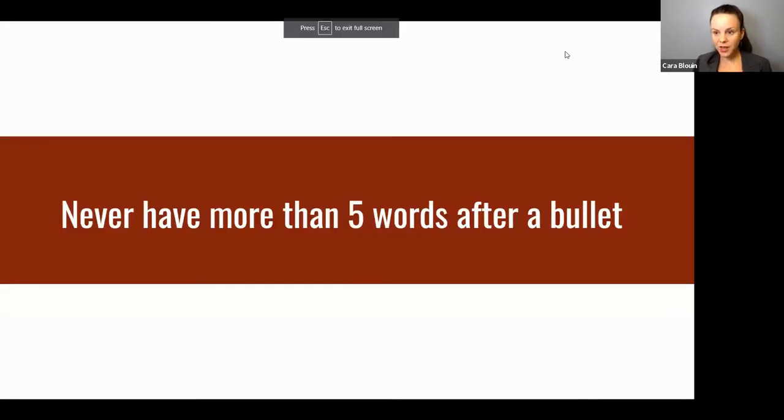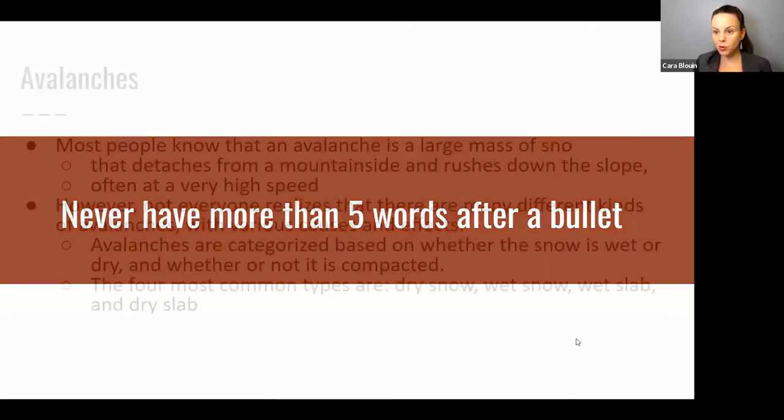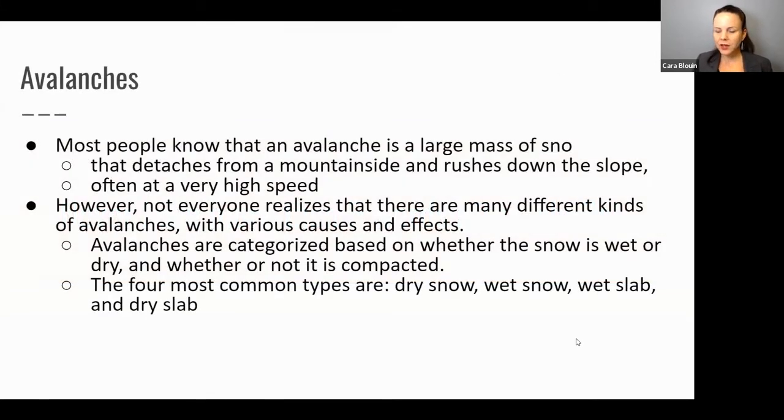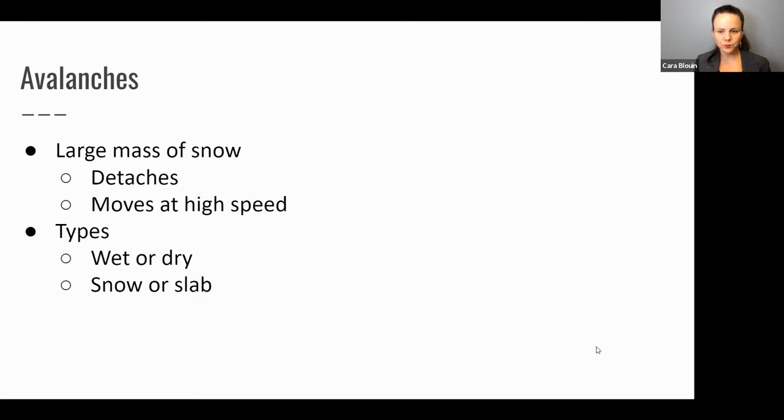When you're making your outline, remember, you should never have more than 5 words after a bullet. Here's an example of a bulleted list that is still really distracting and confusing because it has these long sentences after each bullet. You want your bullets to look like an outline with just a few words after each bullet, no more than 5. This is much clearer and much easier for the audience to follow.